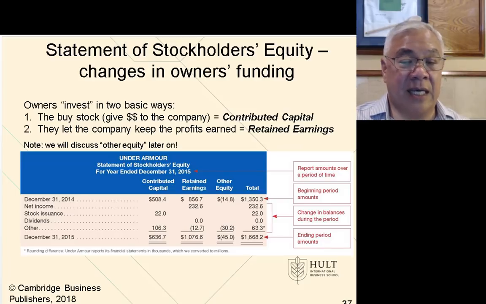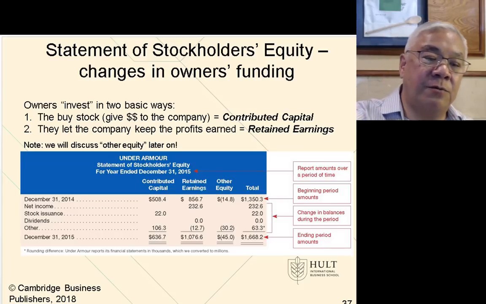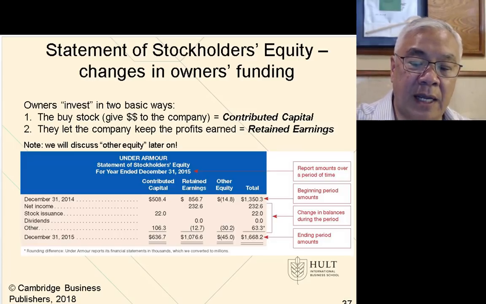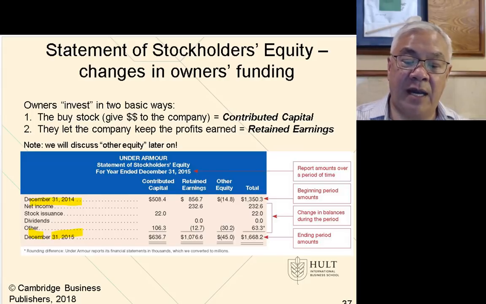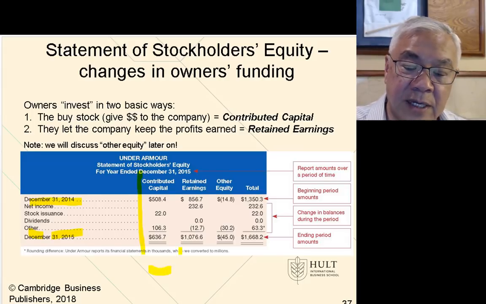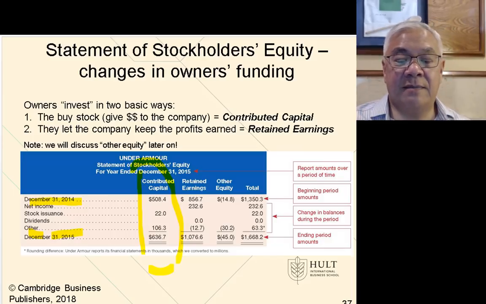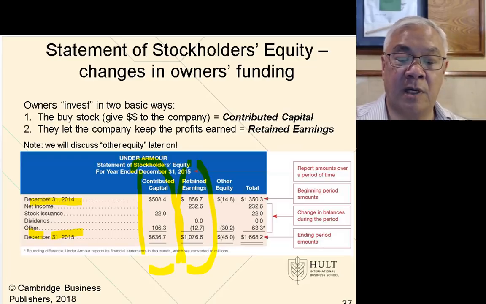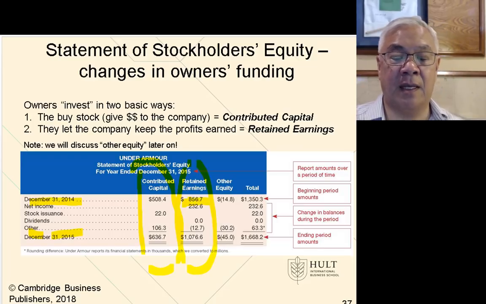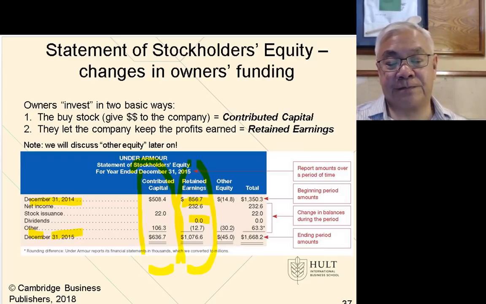So this is, again, an example of Under Armour. Over a one-year period from 2014 to 2015, there are changes in stockholders' equity. And we have categories like contributed capital. That's how much they sold in stock. During the year, they issued $22 million in stock, and they had retained earnings comprised of net income minus dividends, which was zero.